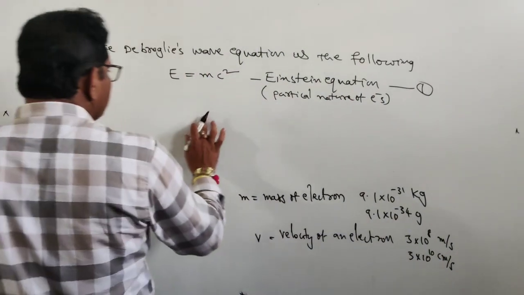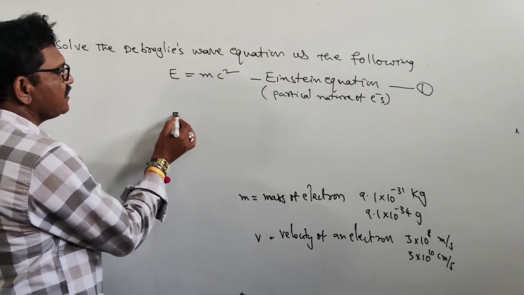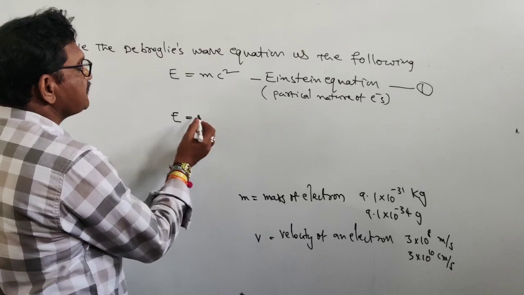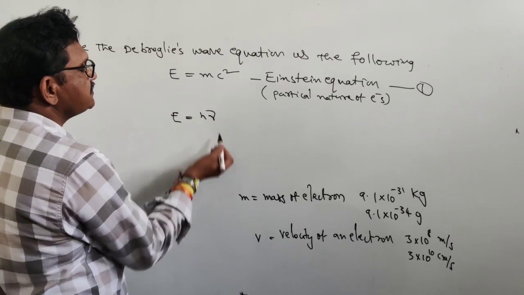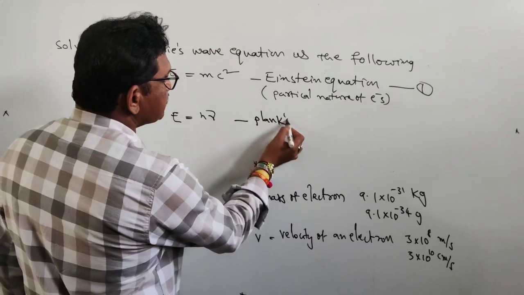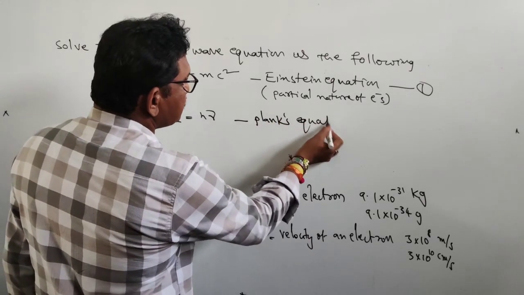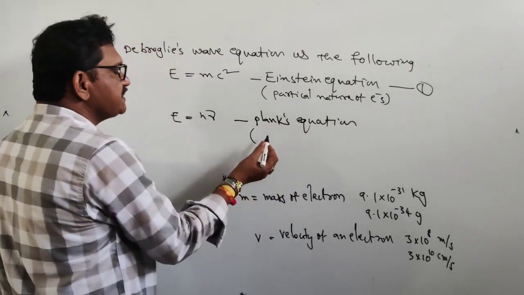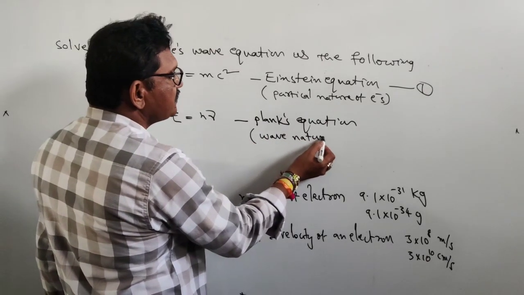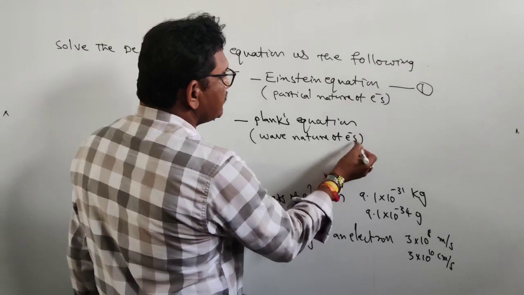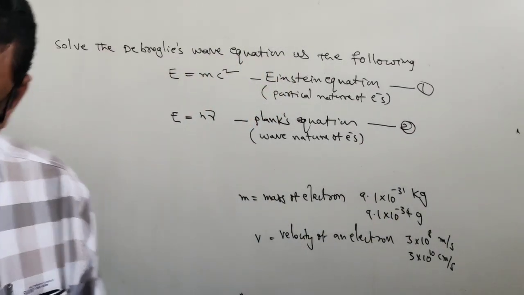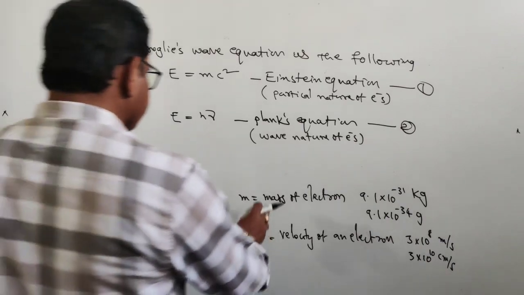Okay, so one more relation we have seen in Bohr. What is that? As per Planck's, E is equal to h mu. This is called Planck's equation. Already we studied Planck's equation. Particularly this Planck's equation represents the wave nature of electrons. Okay, you call this equation 2. So both are energy expressions for electron.